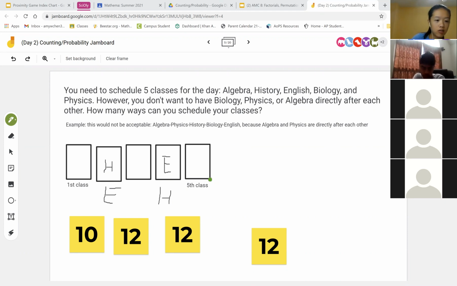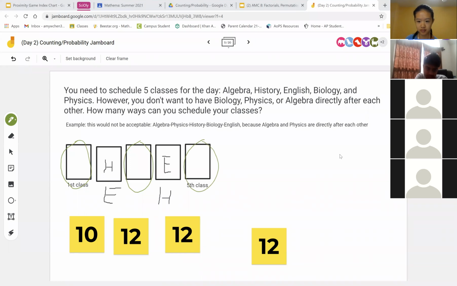So in fact, the only places where you could put algebra, physics, and biology are the first, third, and fifth classes. That means I'm going to ask you guys another question. Now that we know that biology, physics, and algebra have to be in the first, third, and fifth slots, how many ways can we arrange those three classes in those three slots? It should be pretty straightforward.